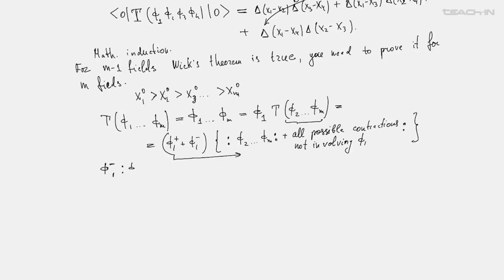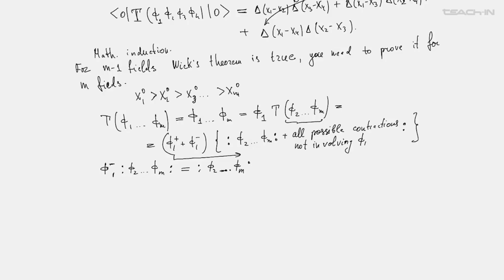Where under the normal ordered product implies that all creation operators stand to the left. And so this creation operator meets the annihilation operator, which is in phi 1 minus. So you say, okay, then what you can do? You can commute this phi 1 minus through all operators phi 2, phi m, and write it like this.